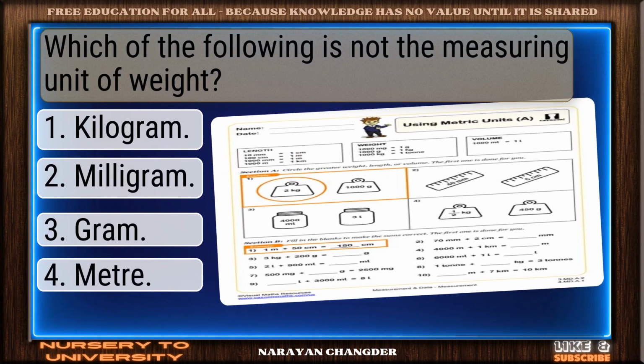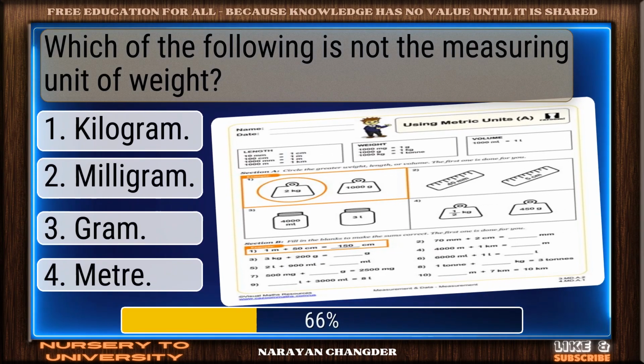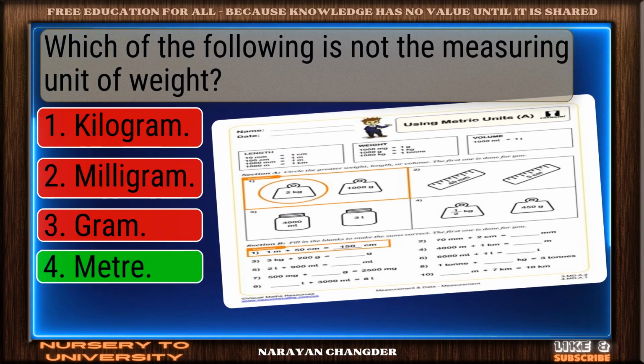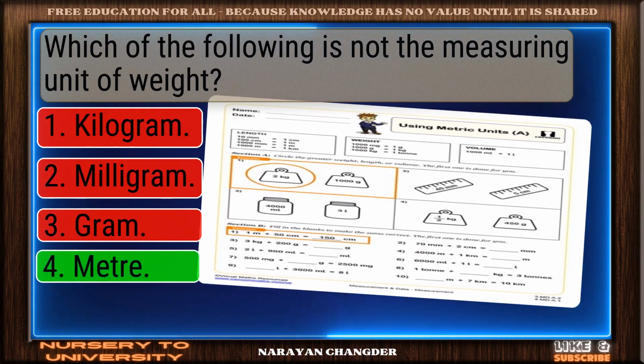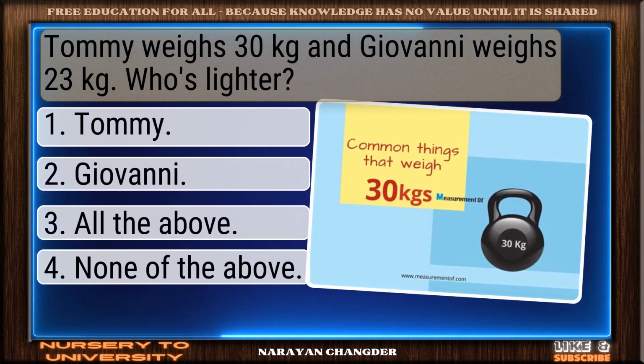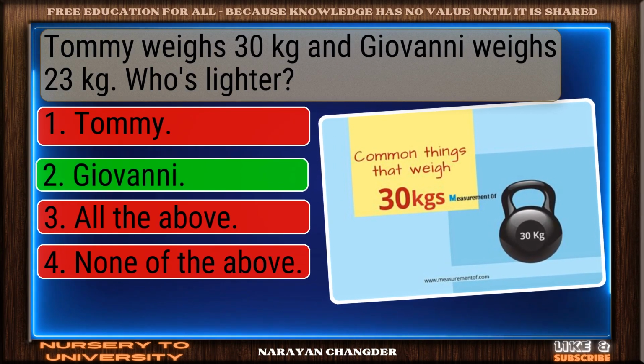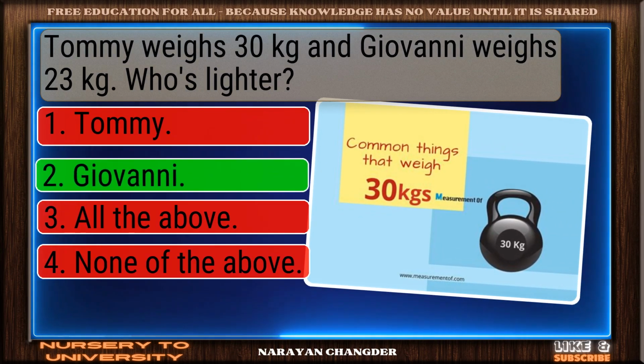Which of the following is not the measuring unit of weight? On track. Meter is the correct answer. Tommy weighs 30 kg and Giovanni weighs 23 kg. Who's lighter? Correct response. Giovanni is the most accurate answer.